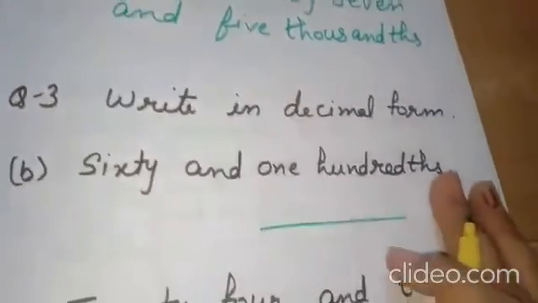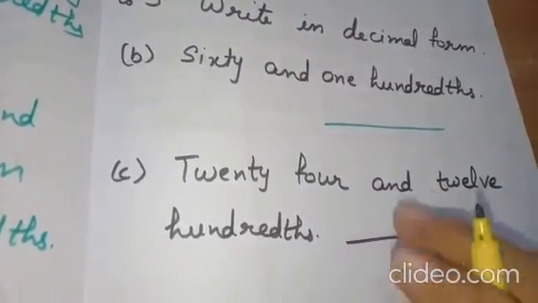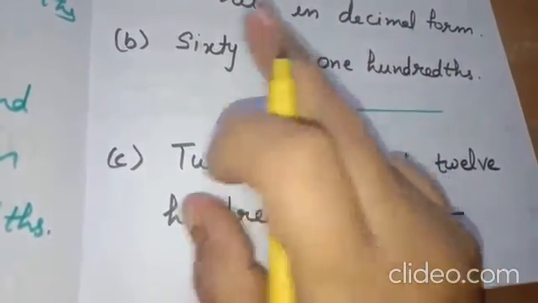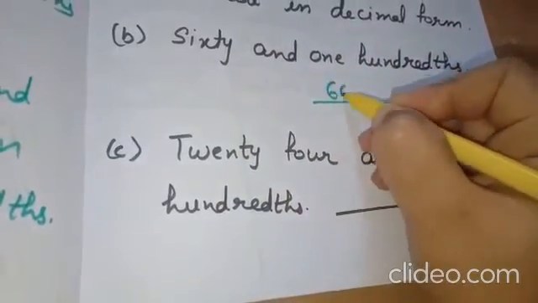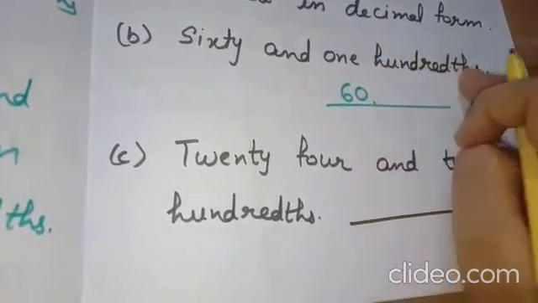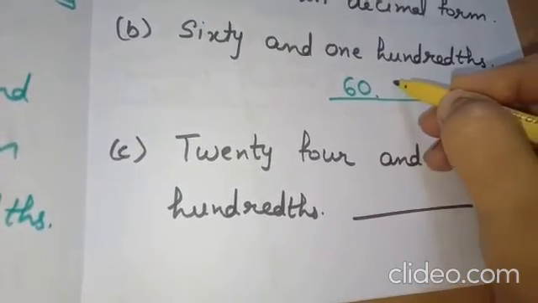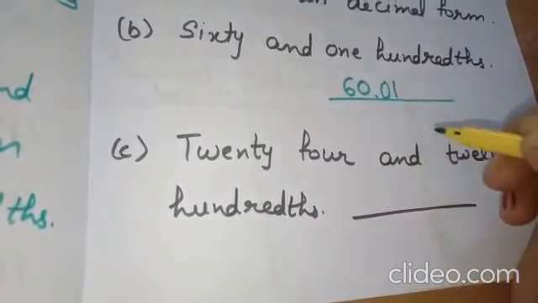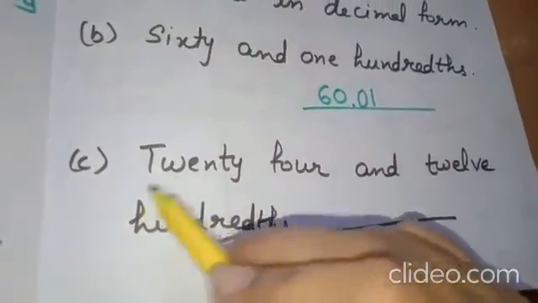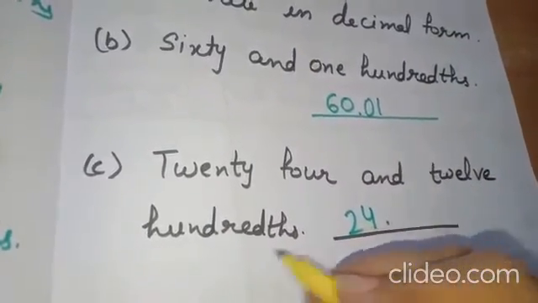Come to question number 3. Write in decimal form. Number names are given. We have to write in numerals. 60 and. The number which appears before the word "and" will come before the decimal. 60 and means point. Hundredths means the second place after the decimal, so at the first place we will put 0. 60 and 100ths. In the same way, 24 and 12 hundredths.